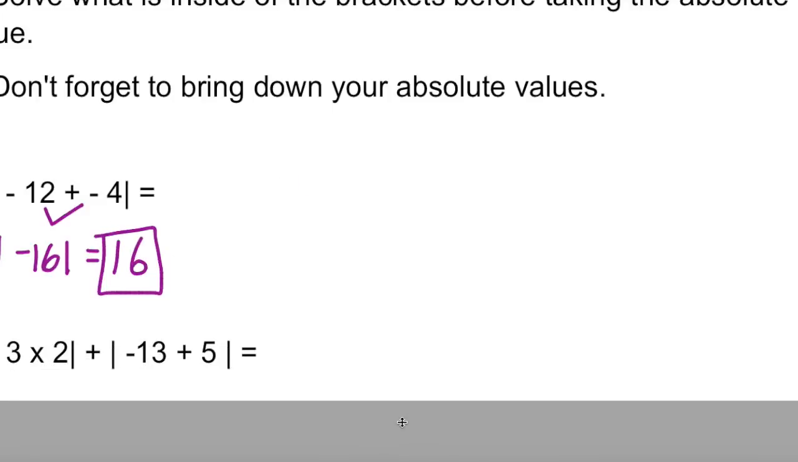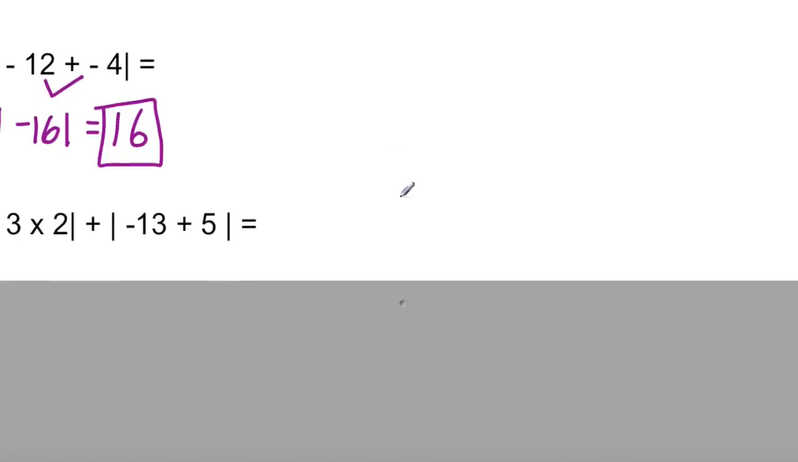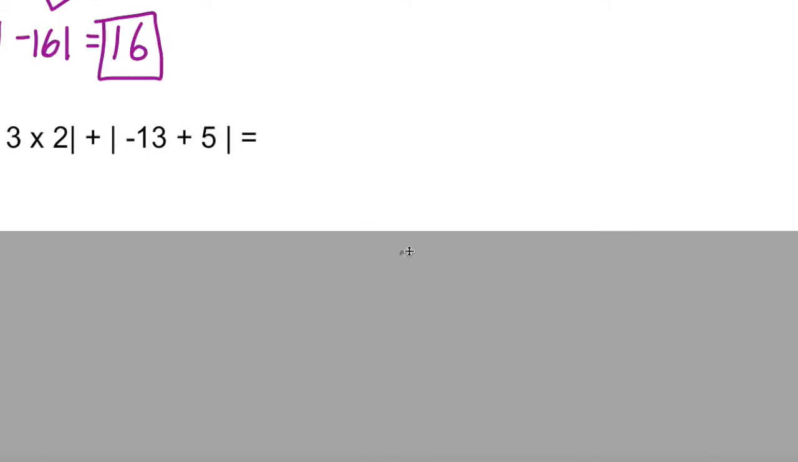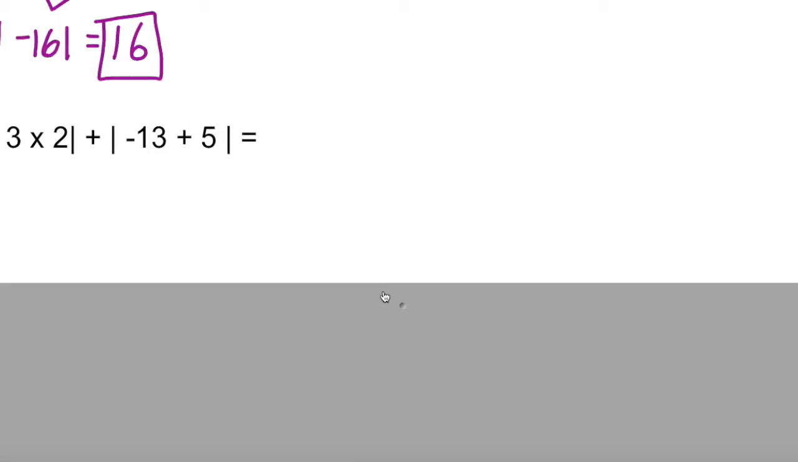In our next example, it's a little bit longer. We have the absolute value of 3 times 2 plus the absolute value of -13 plus 5. So what I'd like you to do is pause the video and try this on your own. Now that you've done this on your own, we're going to do it together.